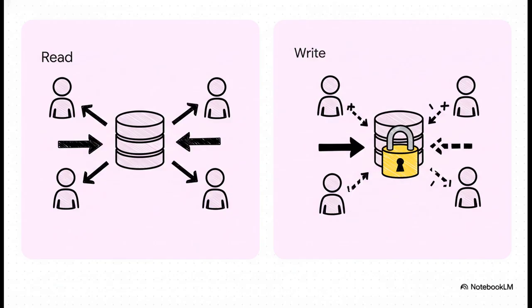So as you can see, SQLite is fantastic when it comes to reading data. You can have lots of different users or processes all reading from the database at the exact same time, no problem at all. But when it comes to writing, that's a different story. To make sure the data stays safe, SQLite locks the entire database file when a write is happening. That means only one process can write at any given moment.